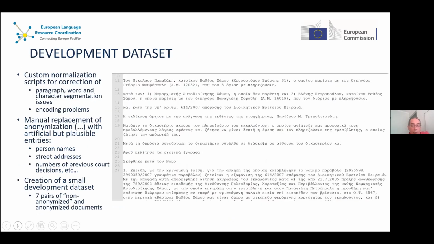To overcome all these issues, we tried to compile a small development dataset in order to start handling documents of this type. We corrected some of the errors using custom normalization scripts for dealing with paragraph, word, and character segmentation issues and encoding problems. And the most important transformation at this stage was the manual replacement of anonymization with artificial but plausible, both semantically and morphosyntactically, entities. These entities included person names, street addresses, numbers of previous court decisions, etc. And so we created a small development dataset with 7 pairs of non-anonymized, in quotation marks, and anonymized documents.